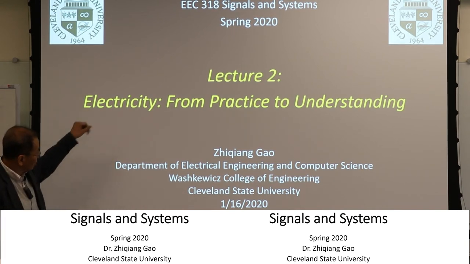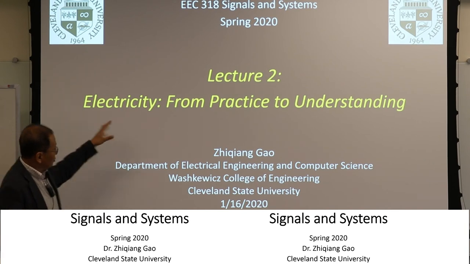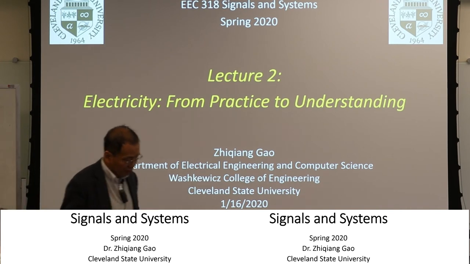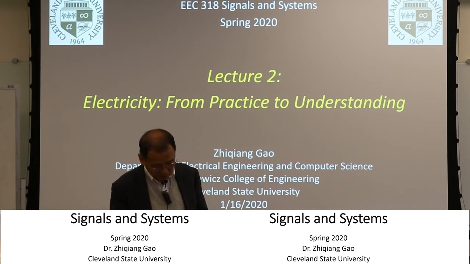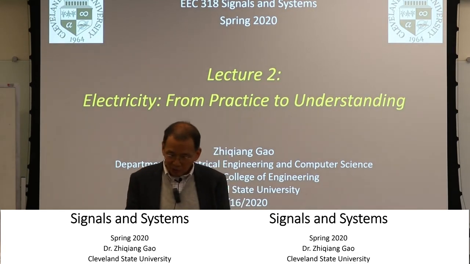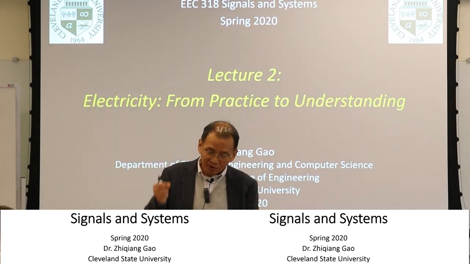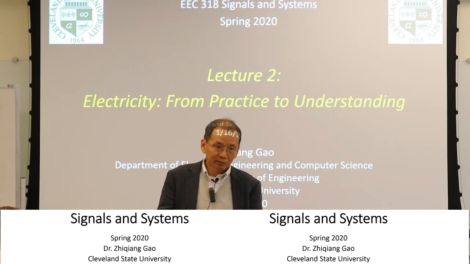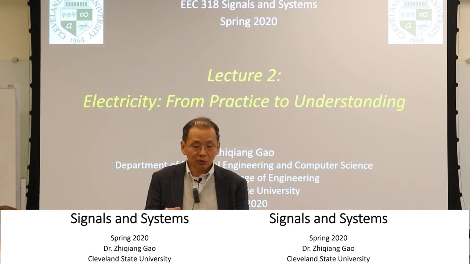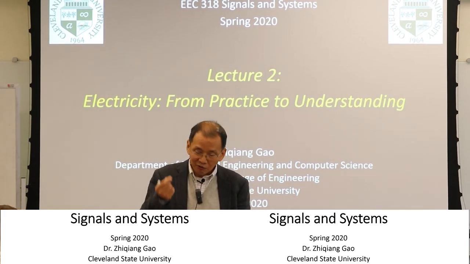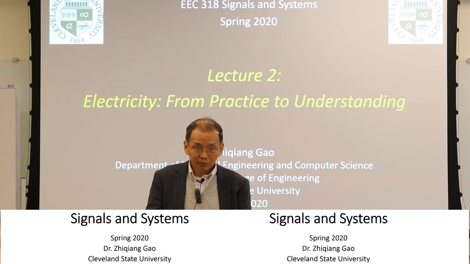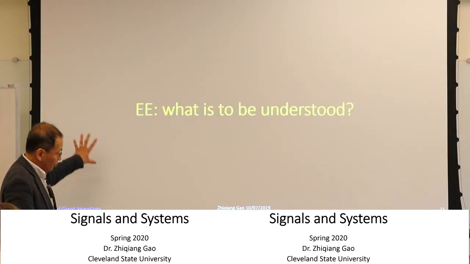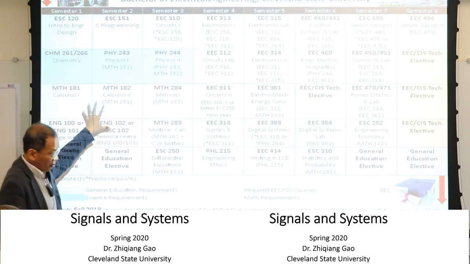So that's lecture one. Lecture two is electricity from practice to understanding. So we have a lot of inventors, a lot of engineers. Throughout the history of engineering, we have struggled to understand, and we still struggle today. This was my class last semester, about our struggle in the field of controls. So let me give a lecture on that. Again, this is where we start.